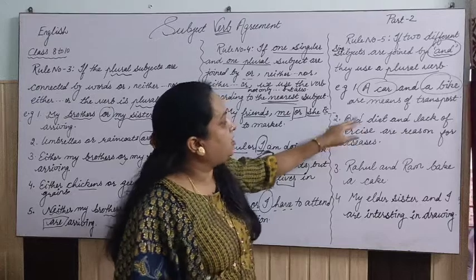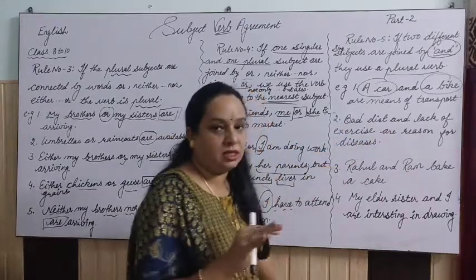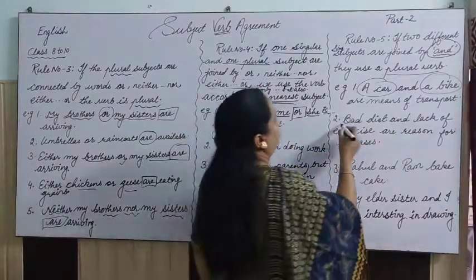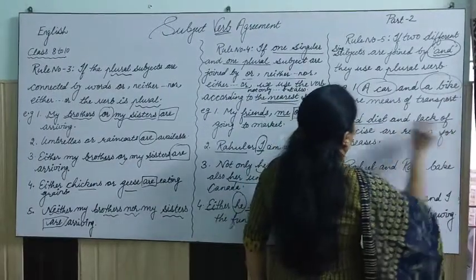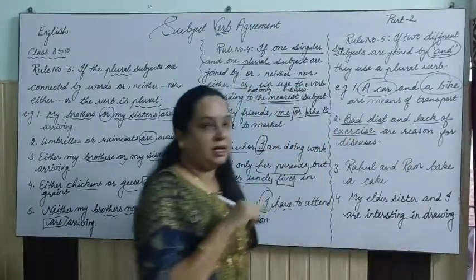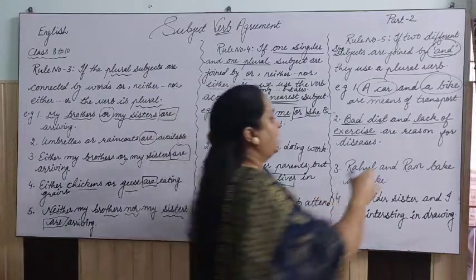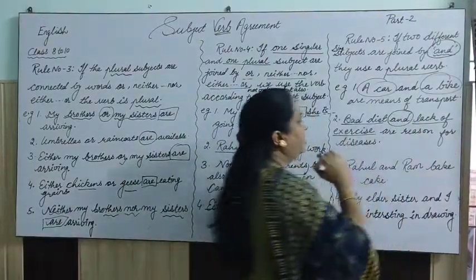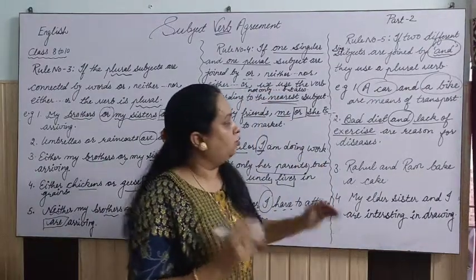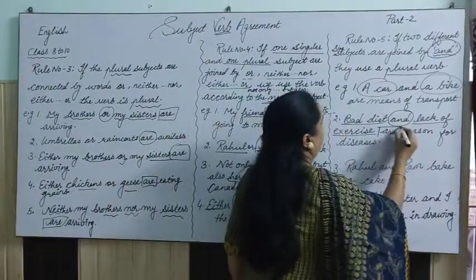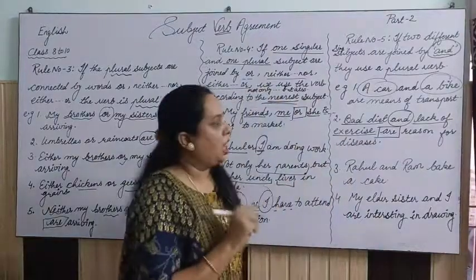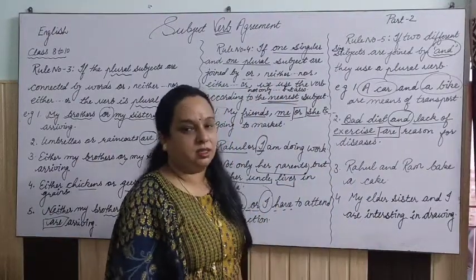Next is bad diet and lack of exercise. So here we will see two subjects. One is bad diet, second is lack of exercise. So bad diet and lack of exercise, two subjects are there, and they are attached with and, right? So what is the verb here? That is plural. Are reason for diseases.